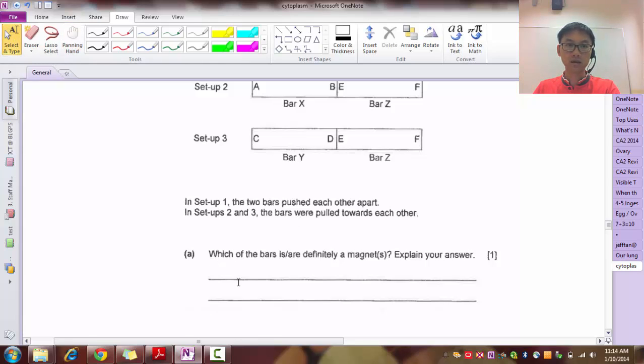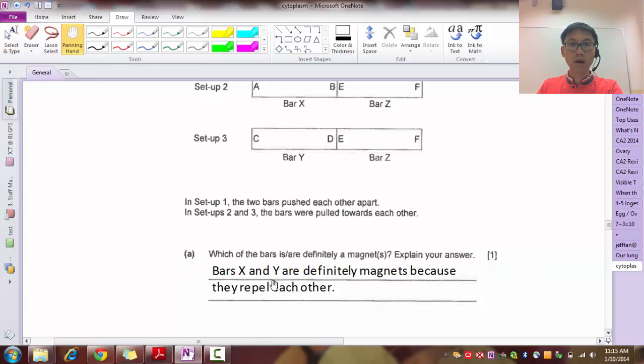So it will look something like this. X and Y are definitely magnets because they repel each other. The explanation is very simple. It's just because they repel each other. That's why they are both magnets. That's all you need to answer, explain.